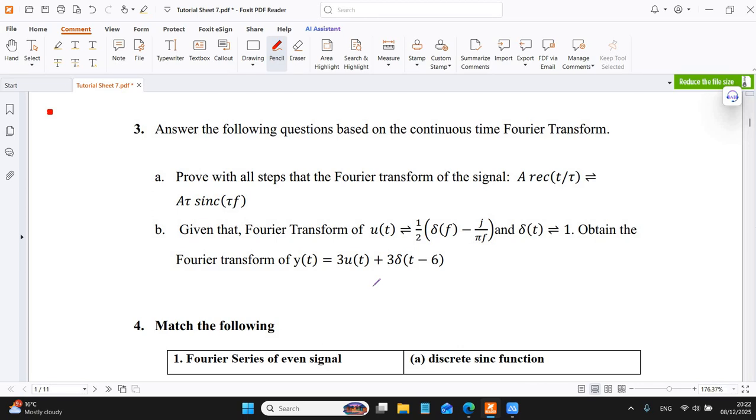So u of t has the Fourier transform half of delta of f minus j over pi f, and also given delta of t has the Fourier transform 1. Then you want to find the Fourier transform of the signal y of t, and y of t is given as 3 times u of t plus 3 times delta of t minus 6. So it is similar to the last part of question number 1.